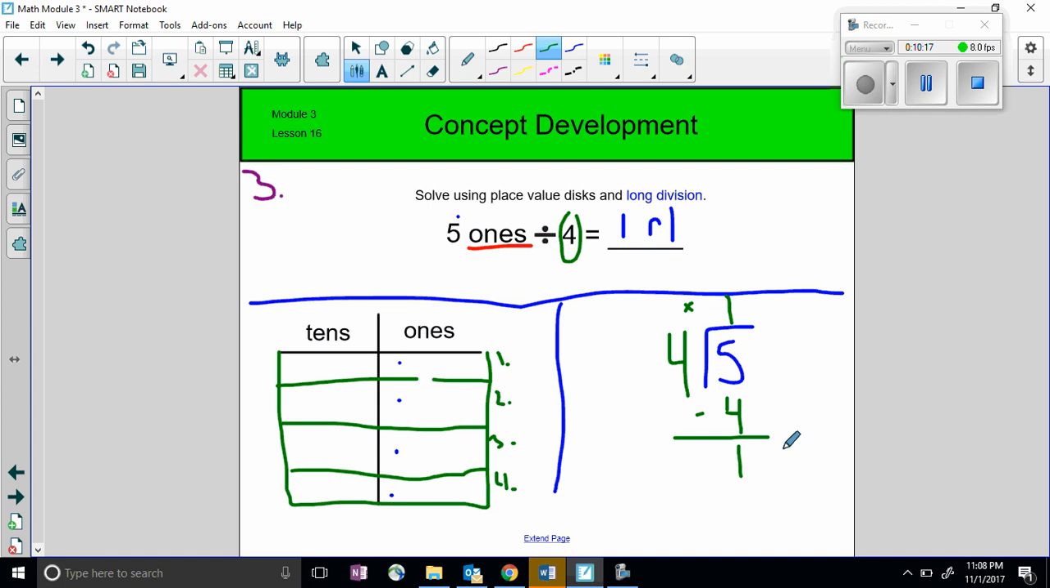Bring it on down. There's nothing to bring down. But I got something at the bottom here. Oh, wait. It's my remainder. So I got one whole group and a remainder.